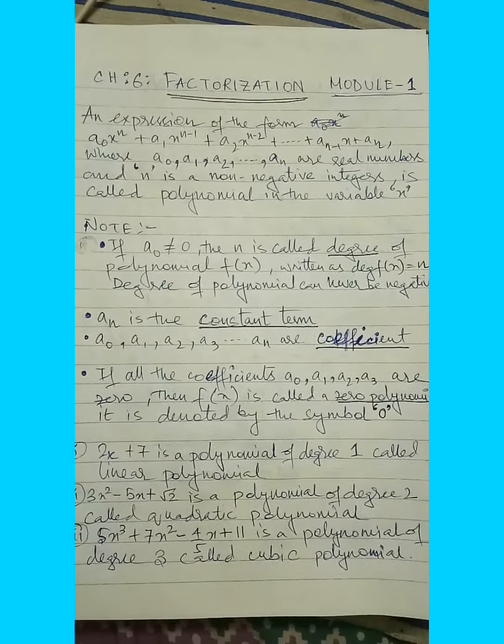If all the coefficients a0, a1, a2, a3 are all 0, then f(x) is called the zero polynomial and it is denoted by the symbol 0. Now one example I've taken. What is a linear polynomial? A linear polynomial has degree 1. Here I have not written any degree, so we can write it as 1. That is called a linear polynomial.